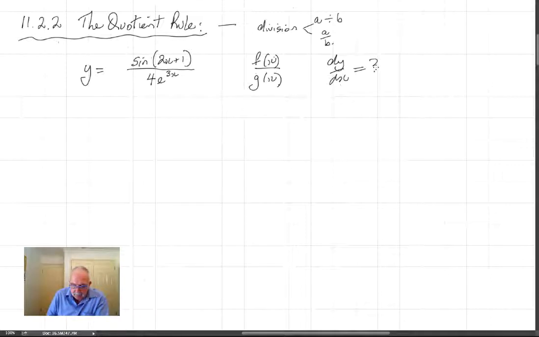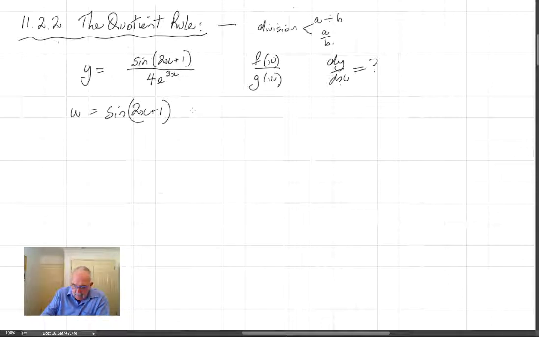And just like we did with the product rule, we let u be one function and v be the other and find the derivatives of those. So u equals sine of 2x plus 1. Now be very careful once again. We look at that and we know the derivative of sine is cos from our table of derivatives. However, it's not the sine of x.